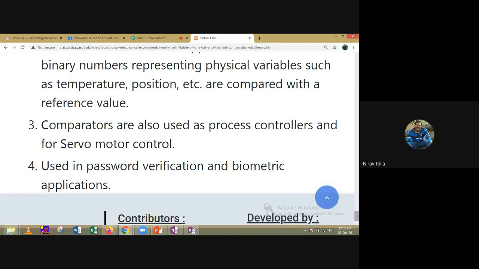And the last one is that the comparator is also used for security purposes. Suppose you have a bimetallic strip and you set your strip. If the bimetallic strip is sensed and it matches, then your door will be open. So again, we have to use a comparator there. The comparator is also used in password verification and biometric applications. So these are some of the applications of comparators.